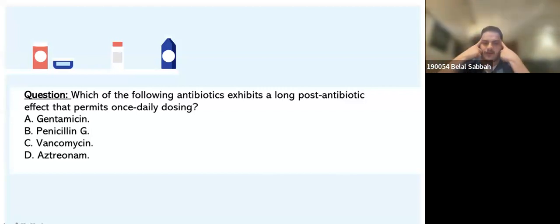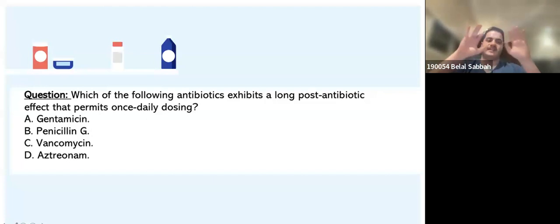The way to think about it, post-antibiotic effect simply means which antibiotic would last the longest after giving it. For example, gentamicin, you can give it and it would still kill bacteria even after you gave it a day ago. Versus penicillin, you'd have to give it again after 12 hours. Do you understand? So gentamicin lasts a long time. It can kill the bacteria for a long time after giving it. Versus penicillin, you have to give it again after 12 hours. Gentamicin, you can give it a whole day later. It would still be killing bacteria.